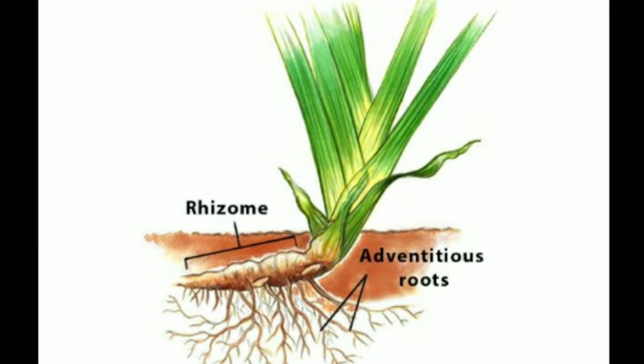Rhizomes are swollen stems that grow horizontally. They are thick and branched. They have nodes, internodes, prominent buds and scaly leaves. New leaves and flowers develop from a bud. Some examples are ginger, turmeric and ferns.